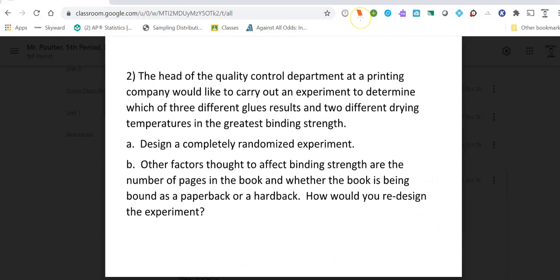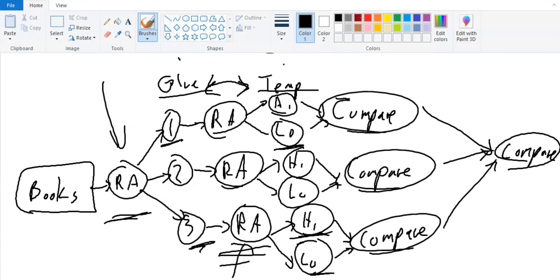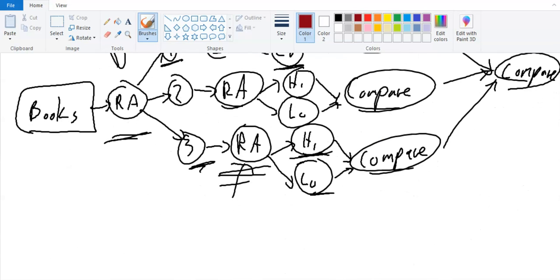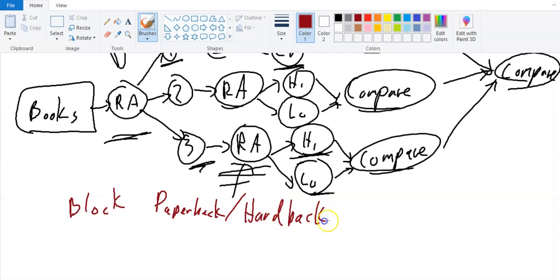Now, the wrinkle here says other factors thought to affect binding strength are the number of pages in the book and whether or not the book is being bound as a paperback or hardback. How would you redesign this experiment? Now, we've already taken up a whole bunch of space here in this experiment, so I'm not going to redraw the entire thing. We know what blocking is now, so one of the things we could do is we could say based on paperback and hardback books, right?